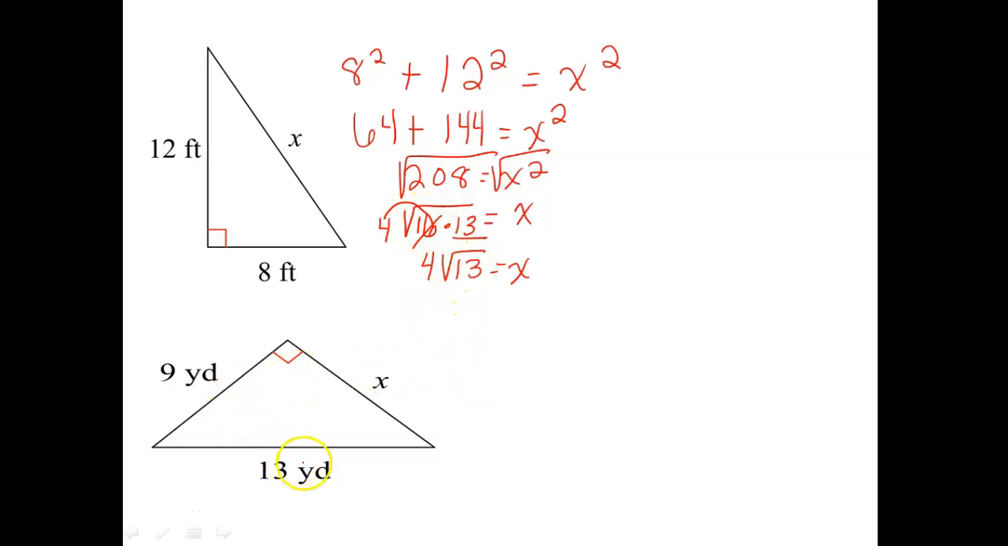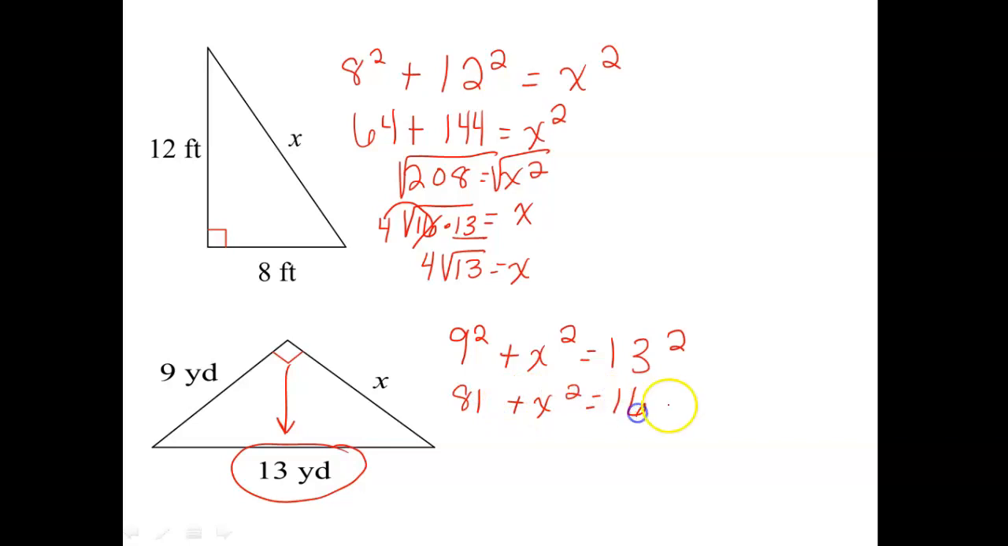All right, same thing here, but this time we actually have c. If you notice, we have a c. So you have a squared, 9 squared, plus b squared, x squared, equals 13 squared. So you have 81 plus x squared equals 169. 9 squared is 81, 13 squared is 169. We're still trying to get x by itself, so I'm going to subtract 81 from both sides.